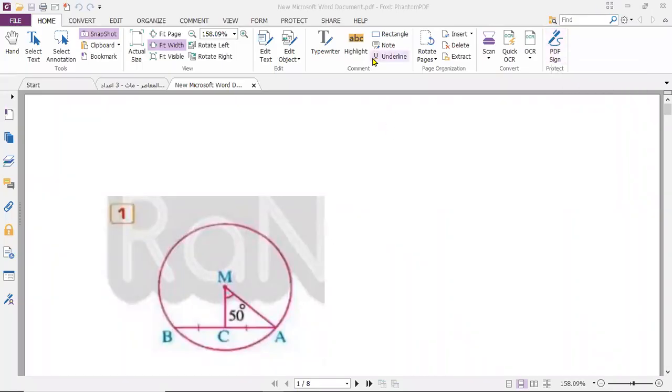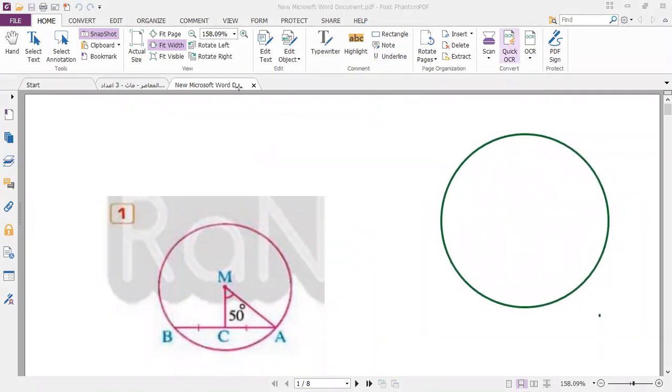In a circle, if there is a straight line passing through the center of the circle and bisects any chord, so this is the chord here. This straight line is passing through the center of the circle and bisects this chord.